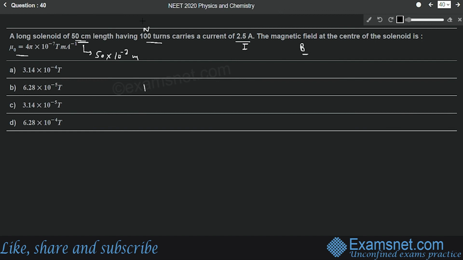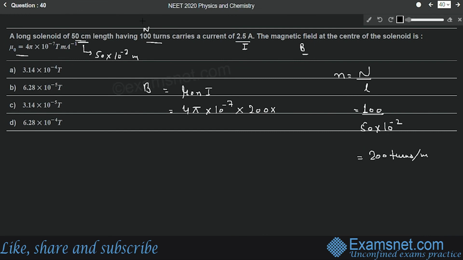Now the magnetic field at the center of the solenoid is given as mu naught into n into I. So mu naught is what? It is given in the question, 4 pi into 10 to the power minus 7. Then small n is the number of turns per unit length. The total number of turns is given as 100 and length is given as 50 centimeter, that means 50 into 10 to the power minus 2 meter. So what will be the number of turns per meter? It will come out to be 200 turns per meter. So small n will be 200.